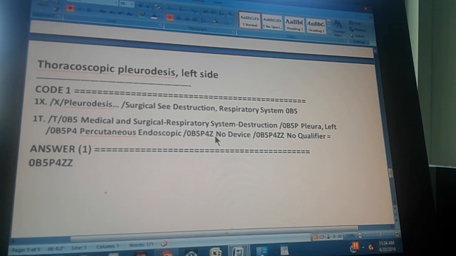Now, are we leaving something in the body? No, so there's no device. Do we need an extra code to identify this procedure? No, so no qualifier. That's why we have ZZ. That's why we have an equal sign at the end, which means that this is our code. We have double checked this code. So the answer is 0B5 P4 ZZ.